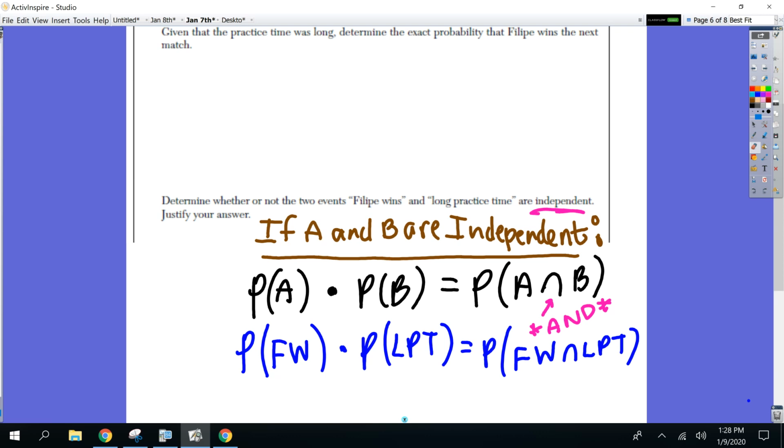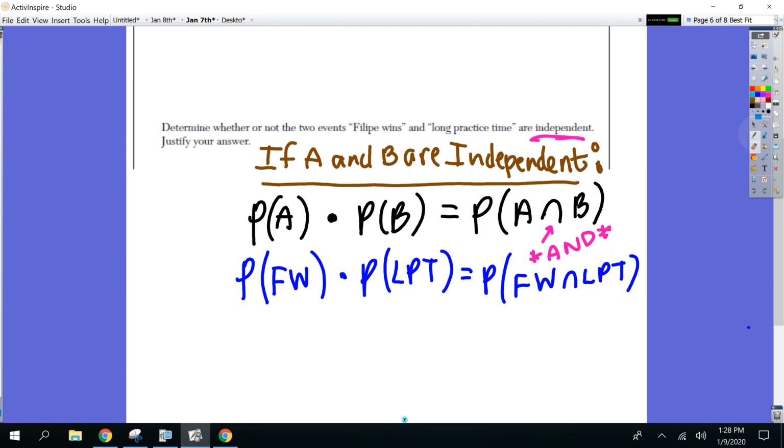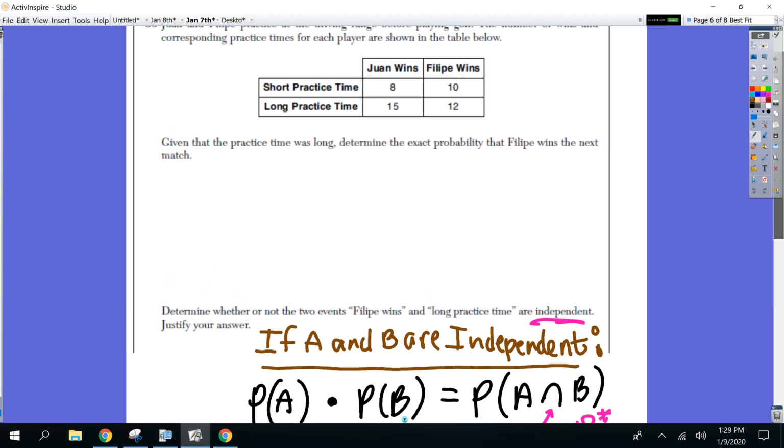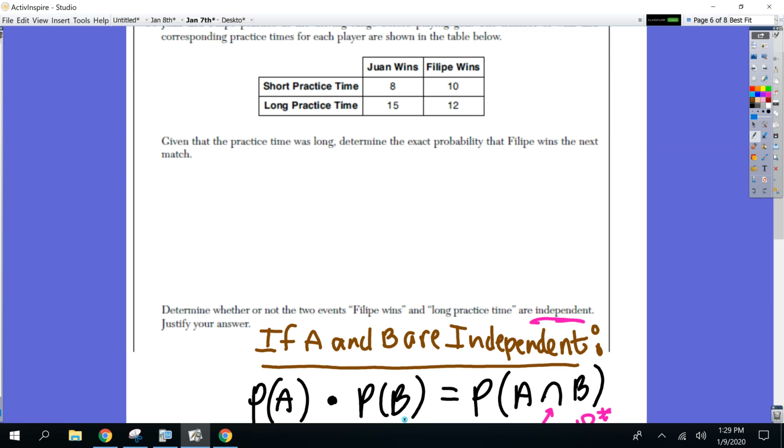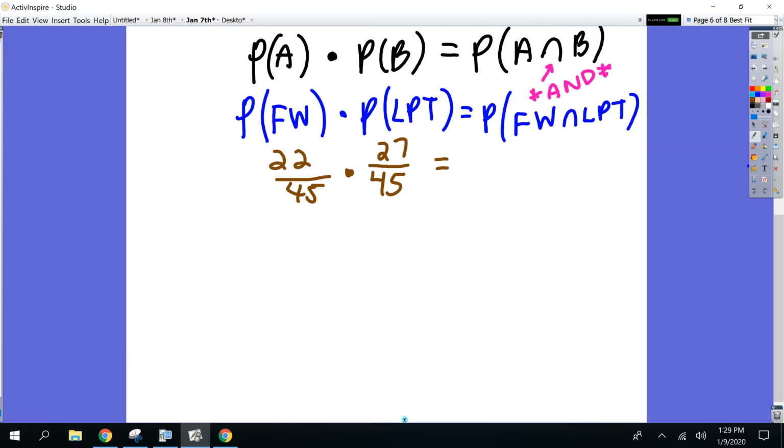All right, using your chart. Okay, here you go. Look up at your chart. Ready? Felipe wins. Look at your chart. How many times does he win out of? 22 out of 45. Everyone all right where that fraction's coming from? Times, what's the probability I'm going to have long practice time? 27 out of 45 is equal to, now I find the intersection. Felipe wins and long practice time. Find where they intersect. How many times? Felipe wins, long practice time. 12 out of? Still out of? 45.